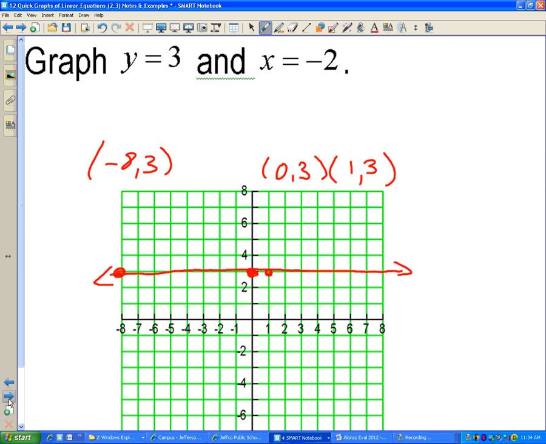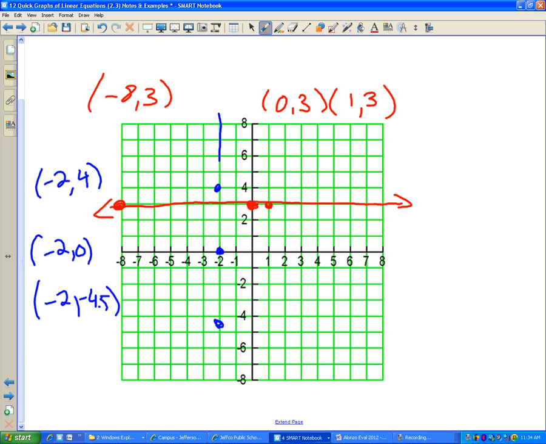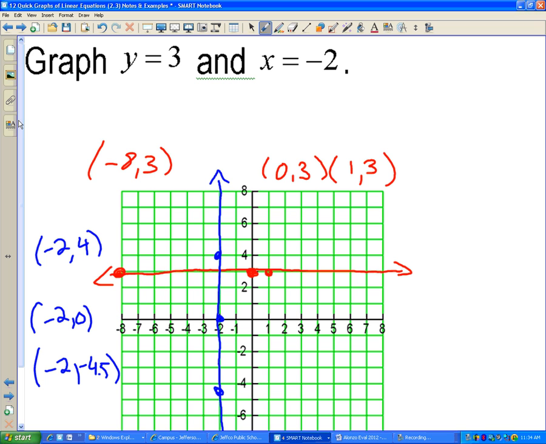In the same way, x equals negative 2. X is negative 2 here at the point (-2, 0). X is negative 2 here at the point (-2, 4). X is negative 2 here at the point (-2, -4.5). So that tells me x is negative 2 anywhere on this line. So x equals is going to be a vertical line. Y equals is going to be a horizontal line. Make sure you know that.